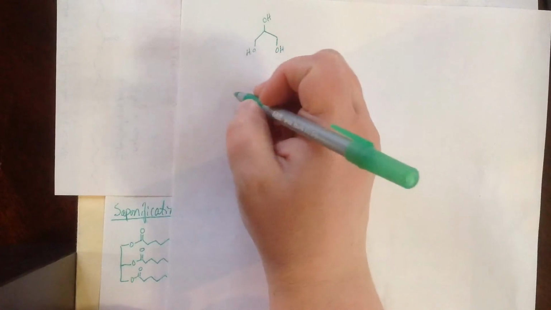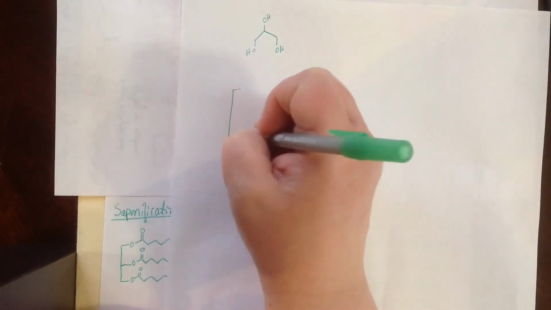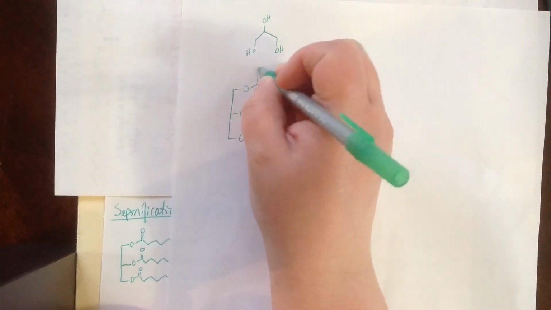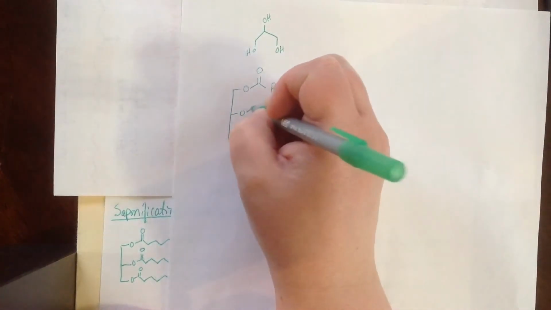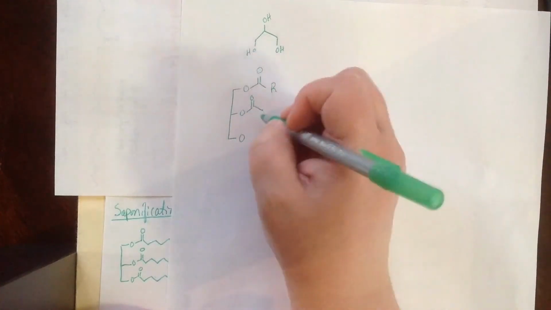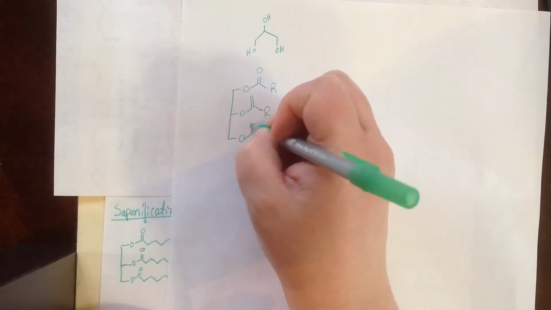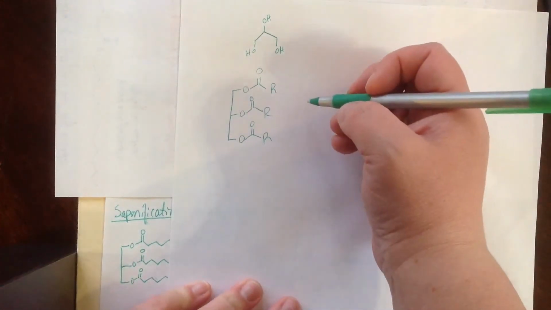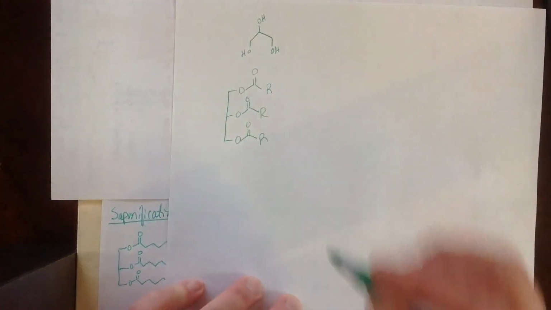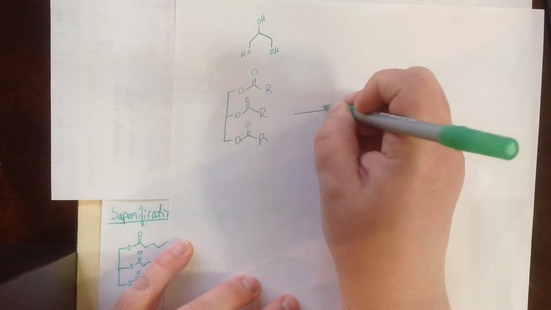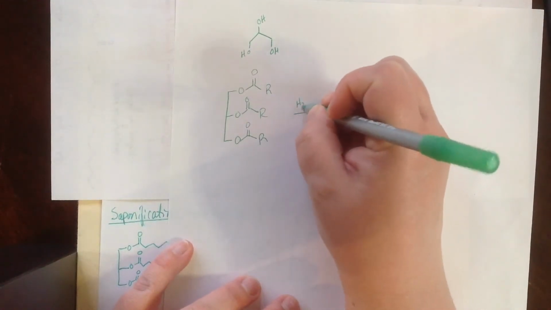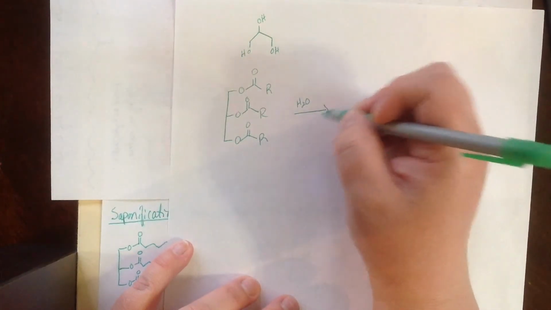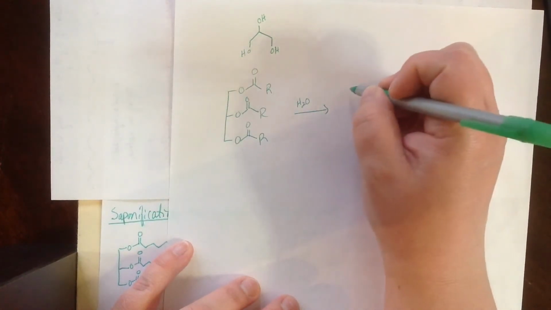Okay, so we have, I'm going to simplify this and just say R, because that's really all we're looking at. If you want to think of this in 2 steps, it might make more sense. So first, if we add H2O, and normally it would be an acid, but we're going to do a base this time. Let's do this in 2 steps.